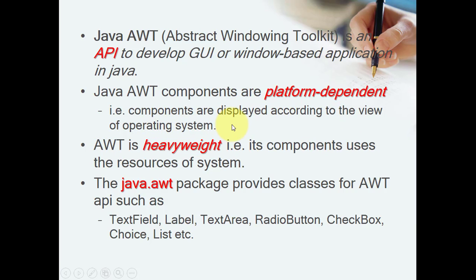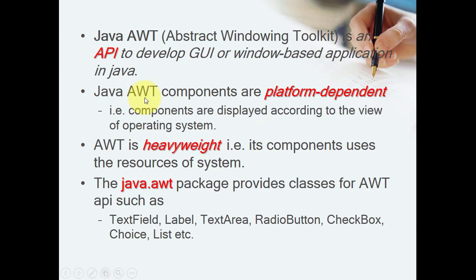That means if you create a calculator using AWT and run that program on Windows, the look and feel of the application is according to the Windows operating system. And the same program, if you run it on Ubuntu or Linux, the look and feel on that operating system may be different, because the look and feel is taken from your operating system. So it is specific to AWT.